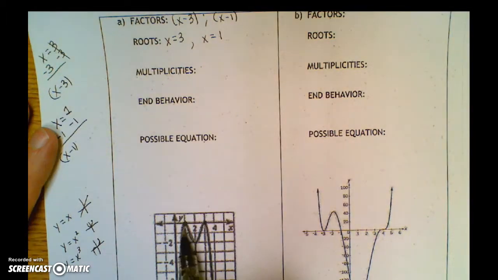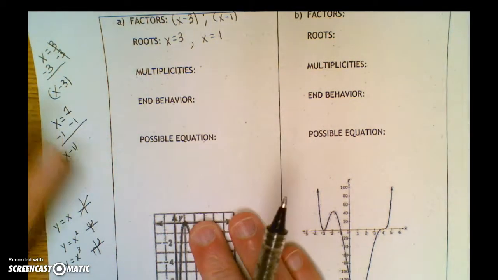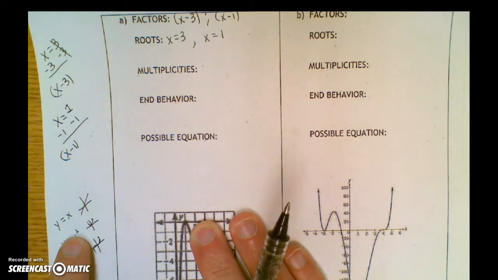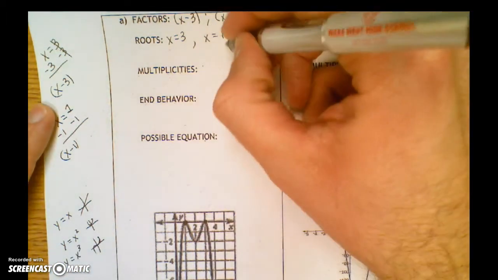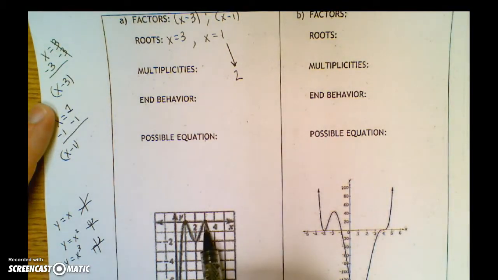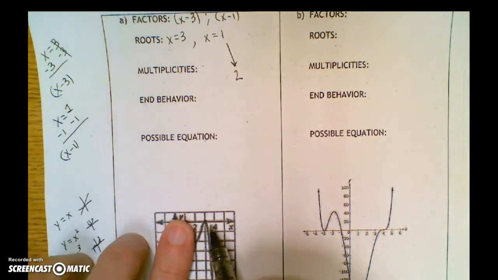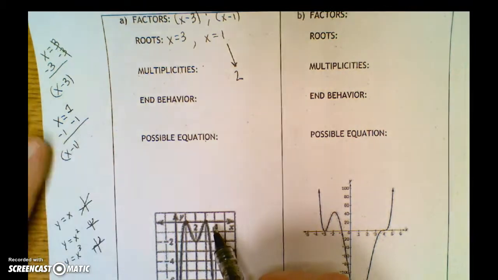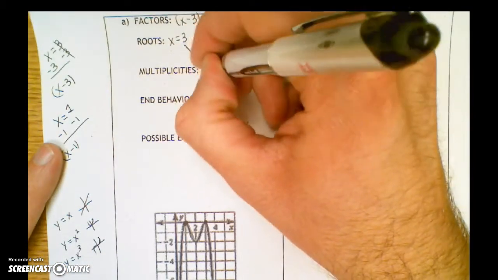So if we look at these roots, if we focus only on the root, what shape is that? That's a U shape. It's bouncing, so it has the same multiplicity as this one. So it means it's a multiplicity of 2. So for root 1, the multiplicity is 2. And my other root at 3 has the same multiplicity because it's bouncing off of the x-axis. So that multiplicity is also 2.